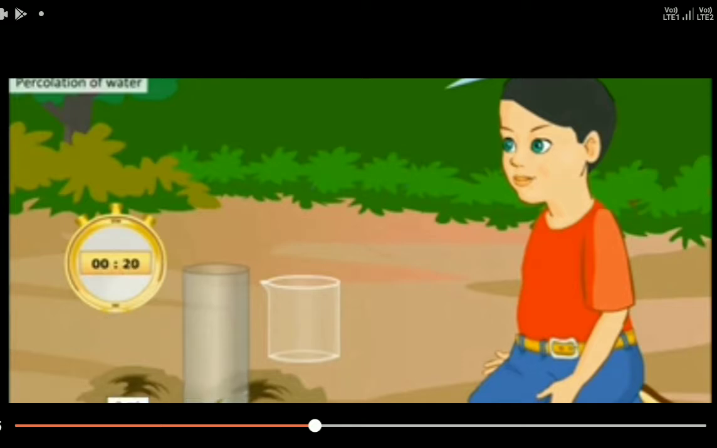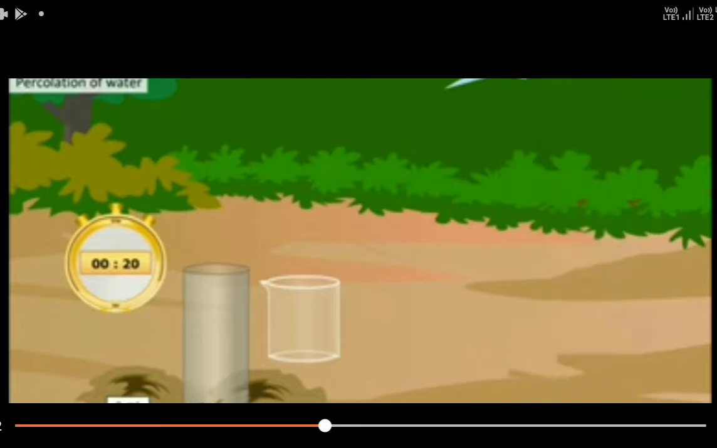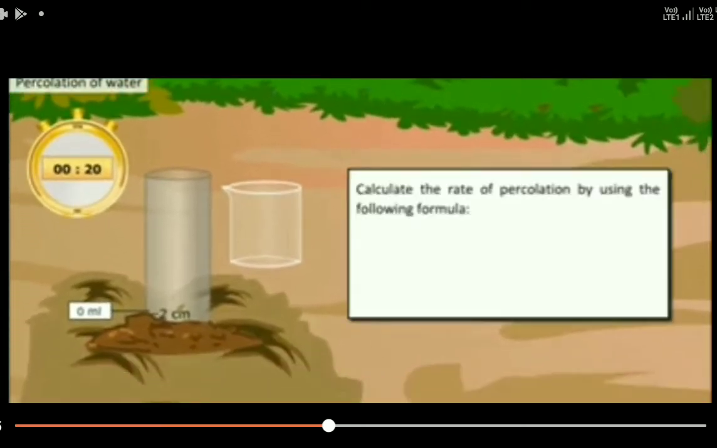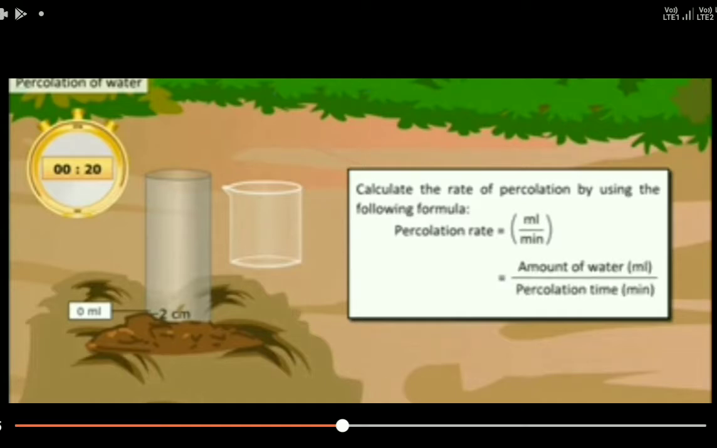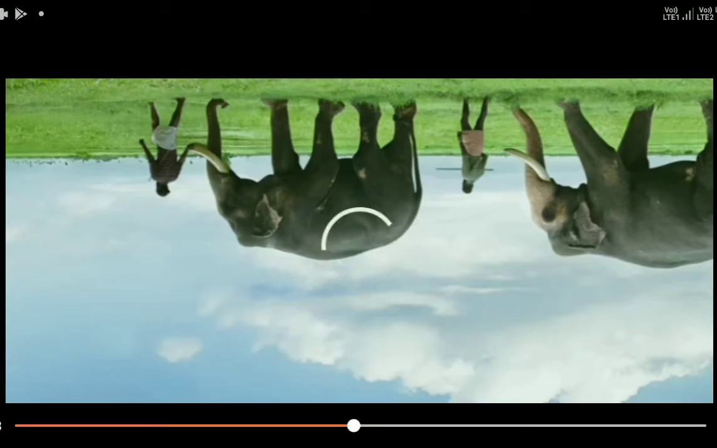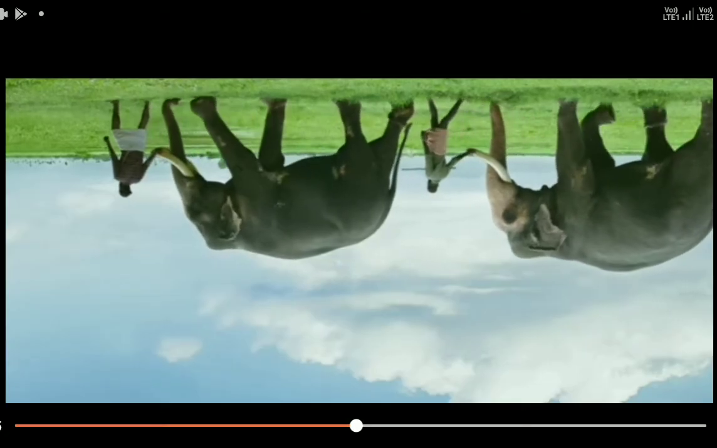What do we have to do next? We have one formula to calculate. What is the formula? Percolation rate is equal to ml by minute. The amount of water used is 200 ml, and the time may be 20 minutes. You can see 20 minutes now. So we have to divide both, and we will get 10 ml per minute. So the answer will be 10 ml per minute. Understood?